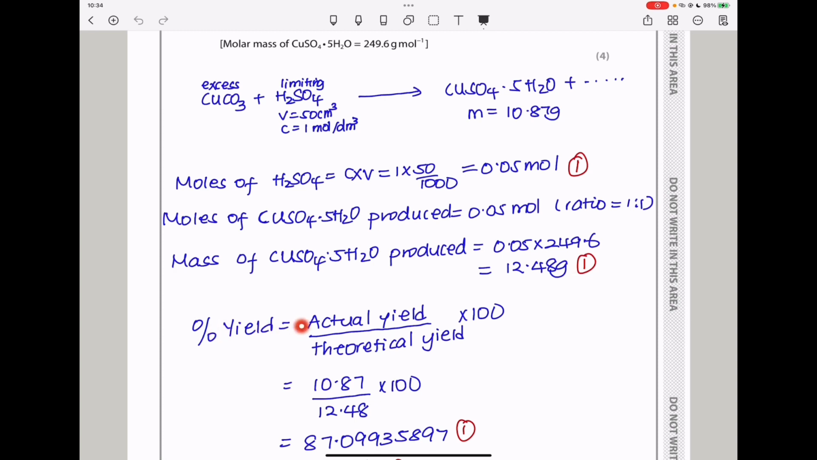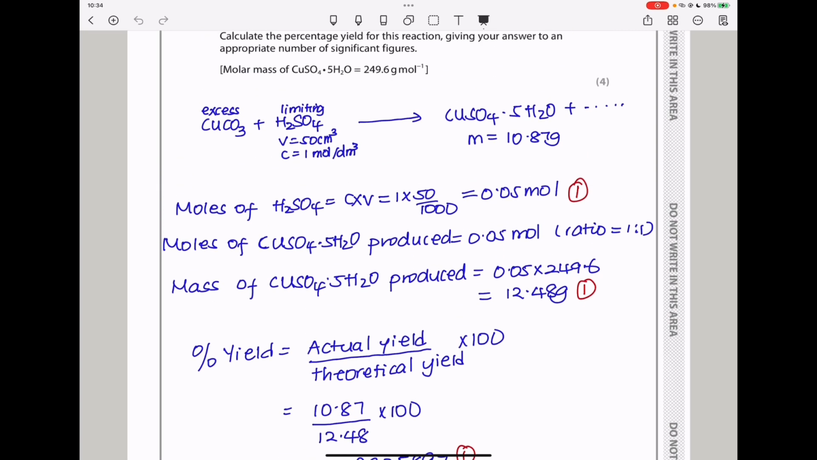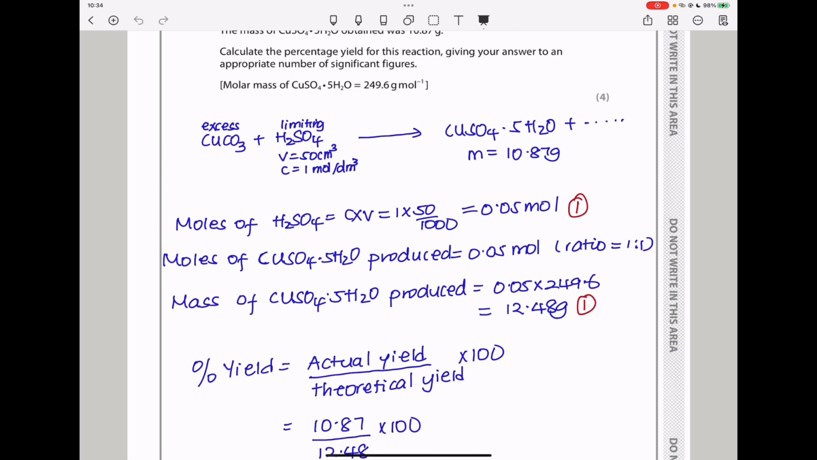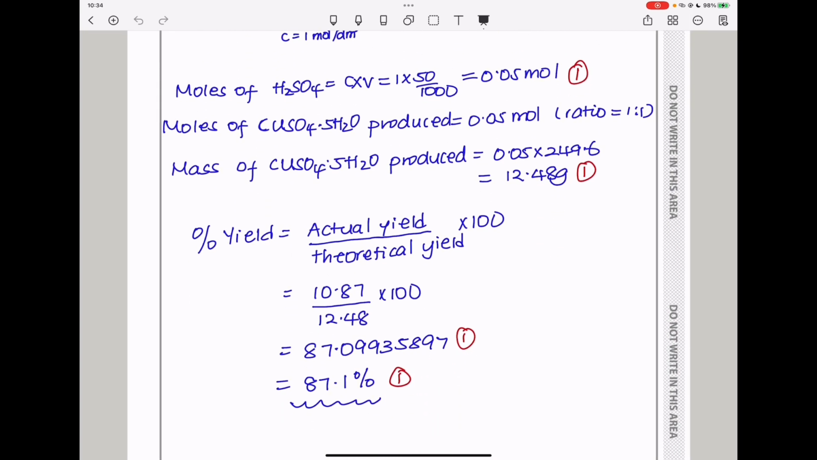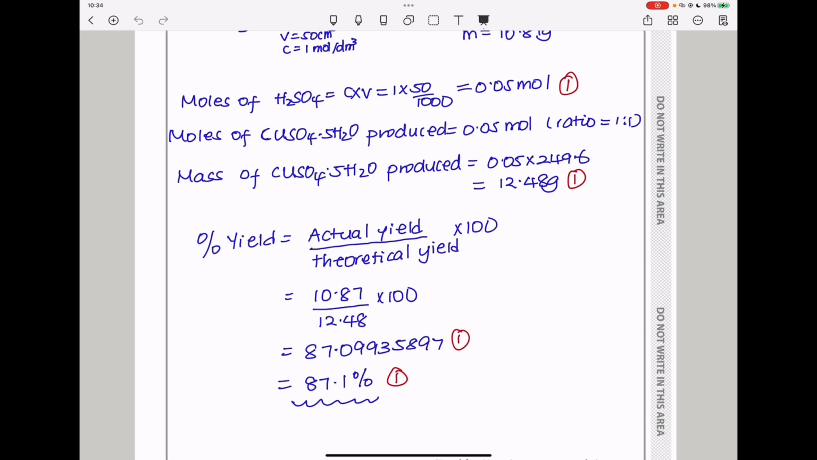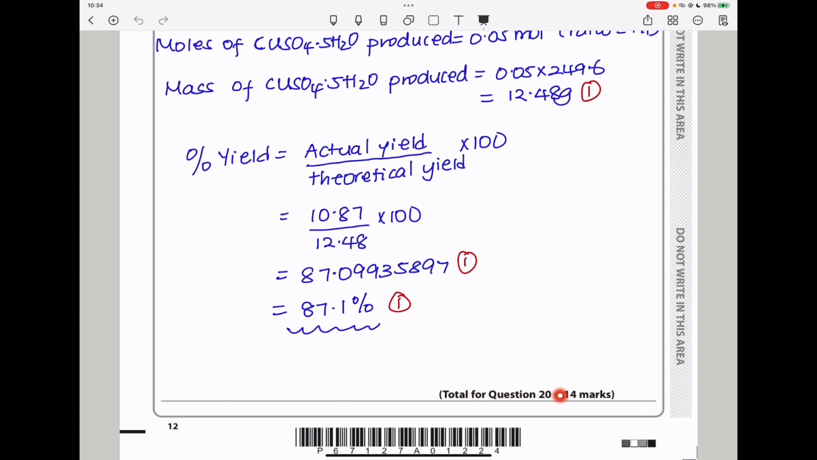The percentage yield is actual yield divided by theoretical yield times 100. So in this case, the actual yield, of course, they told us 10.87, divided by my theoretical yield, which is 12.48, times 100, gave me about 87.1% as the percentage yield. So this brings us to the end of question 20. Let's continue to question 21.